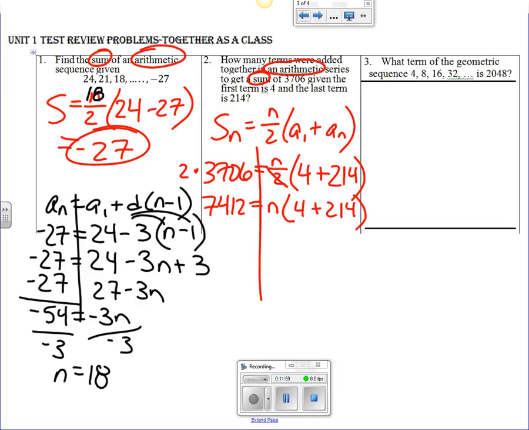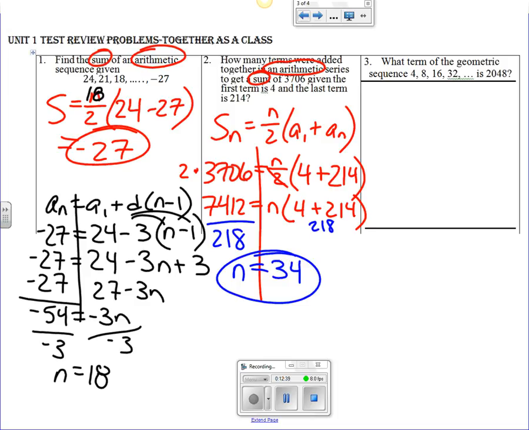Okay. And Jonathan, what would you have to do next? Yep, by what? Good. So Jonathan is just going ahead and doing that in his head. 4 plus 214 is 218, and so he's dividing by that. What is it? Okay. The question says how many terms were added together. Does n stand for number of terms? So we're done.